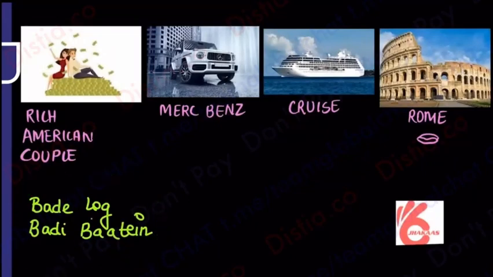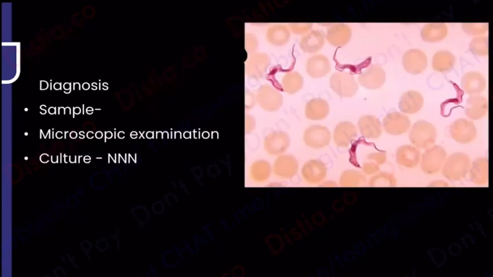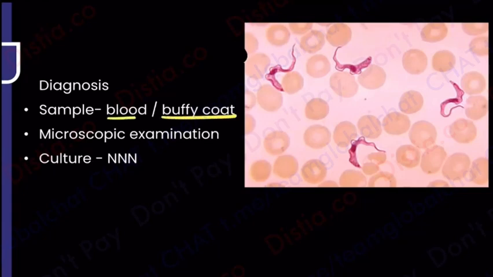And almost now I just need to tell you, almost completing this mnemonic, what is going to be the diagnosis and the treatment. So let's get going. When I talk about the diagnosis part of it, what will you take as the sample? You will say, ma'am, this was roaming around somewhere in the blood. So either I can take a blood sample, and if blood is not available, I can take a Buffy coat sample. I hope you all remember what is Buffy coat.